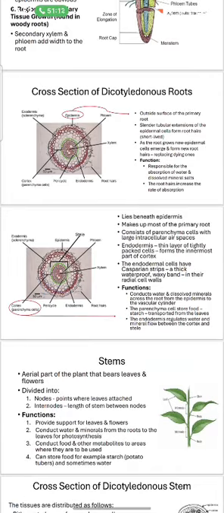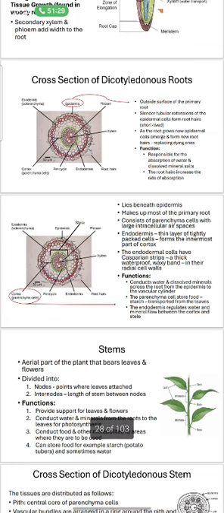And then the root hairs lie beneath the epidermis. The cortex makes up most of the primary root. It consists of parenchyma cells with large intracellular air spaces. The endodermis is the thin layer of tightly packed cells which form the innermost part of the cortex. The endodermal cells have Casparian strips, a thick waterproof waxy band in the radial walls.